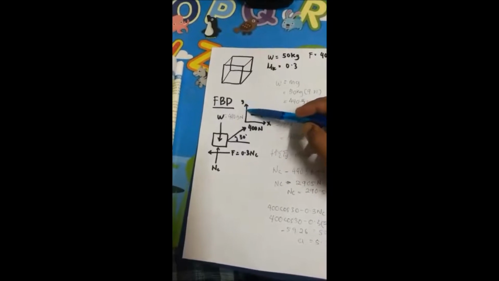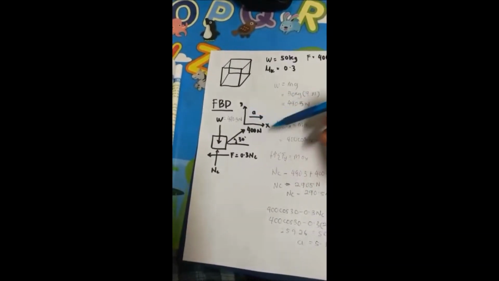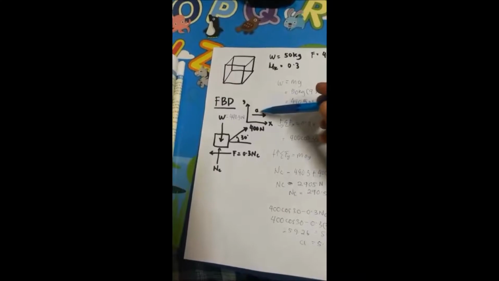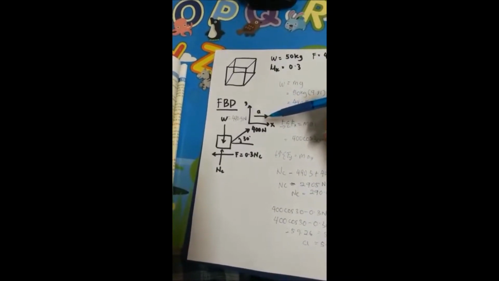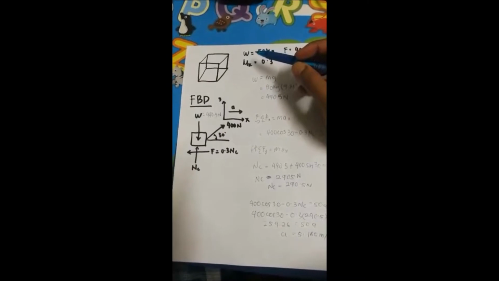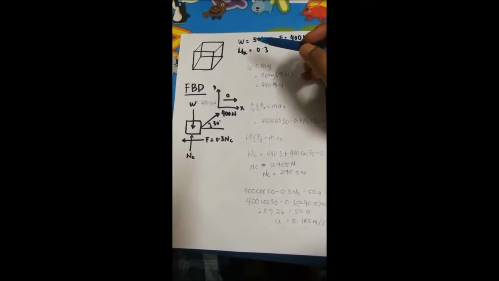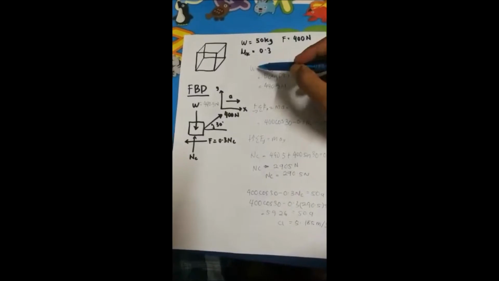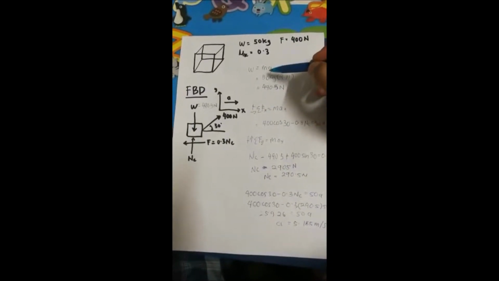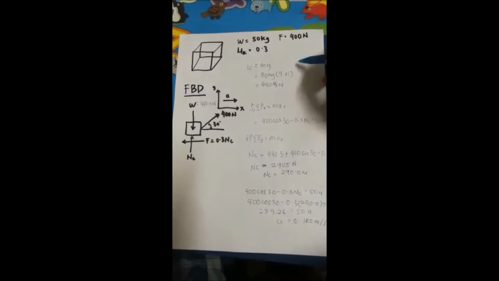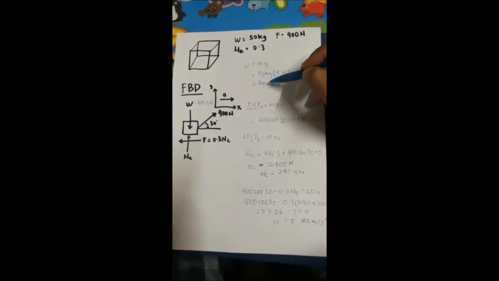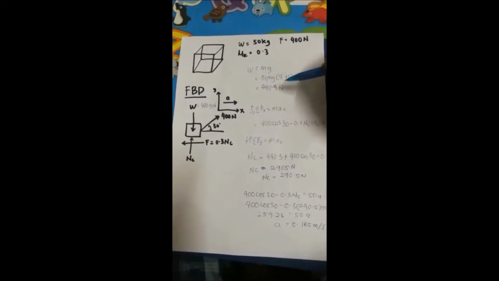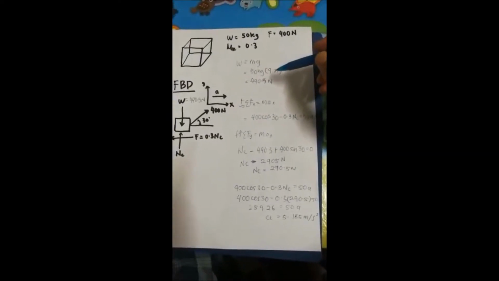So I will also show the x-axis and y-axis where the acceleration is assumed to be horizontal in the x-axis. So first of all we must find the weight. So the formula of weight is W equals mg. So we put 50 kilogram times 9.81, so we get the answer 490.5 Newton.